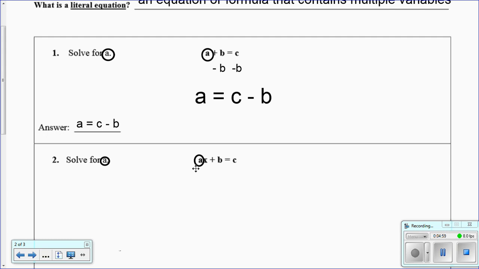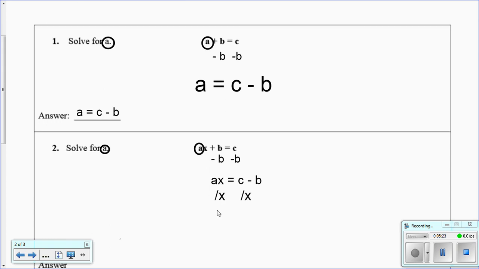So, circle. Okay? So now I gotta get a by itself. So I'm still following sad Meg. I'm gonna undo anything added or subtracted to the a, which would be this b here. So I'm gonna subtract b from both sides, giving me ax equals c minus b. And now I'm gonna undo anything that gets multiplied or divided by the a. So I need to get rid of this x basically. So to do that, I'm going to divide both sides by x.